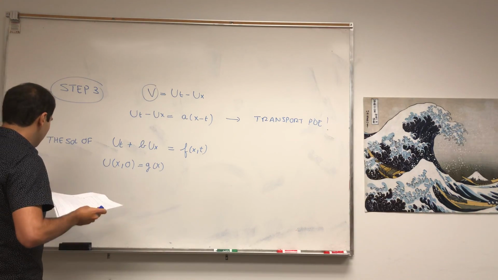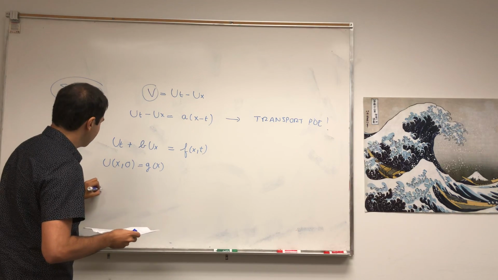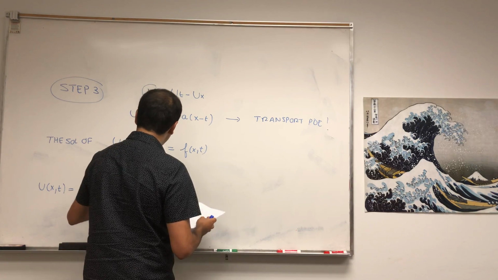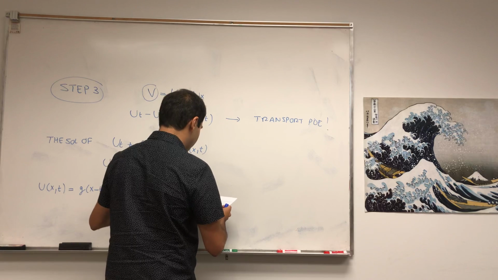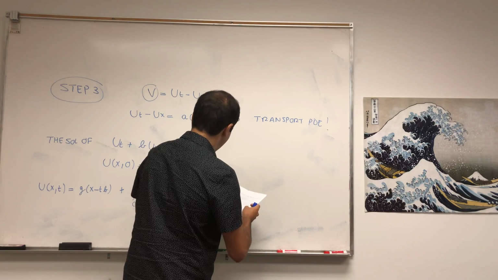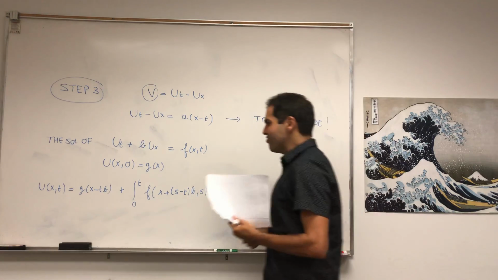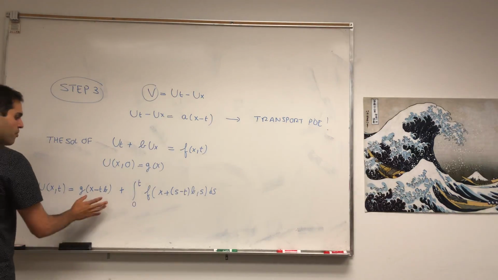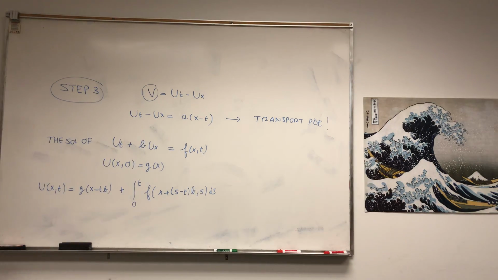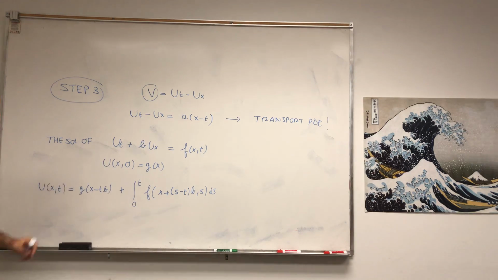That just gives u of x,t, just as before, we had this g of x minus tb, and the only difference is now we have to add this running cost, which is the integral of f of x plus s minus t b, comma s, ds. Wonderful, and the interpretation is this is sort of the initial cost, and g is like constant on a certain line, and this is sort of the running cost, or the price you have to pay from going from 0 to t.